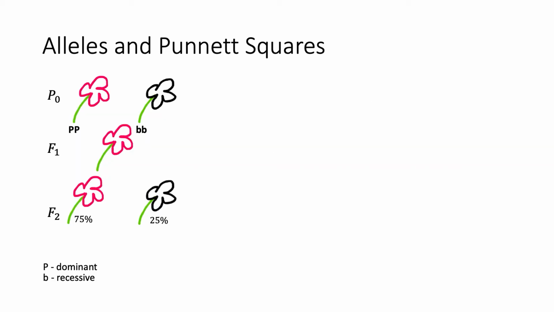Okay, let's take a deeper look at the example from the Mendel slide, where the parent generation is a purebred pink flowering pea crossed with a purebred black flowering pea, resulting in entirely pink flowering peas in the F1 generation, followed by the F2 generation, which consists of 75% pink and 25% black flowers. Now, before we get started with everything, it's important to define notation.